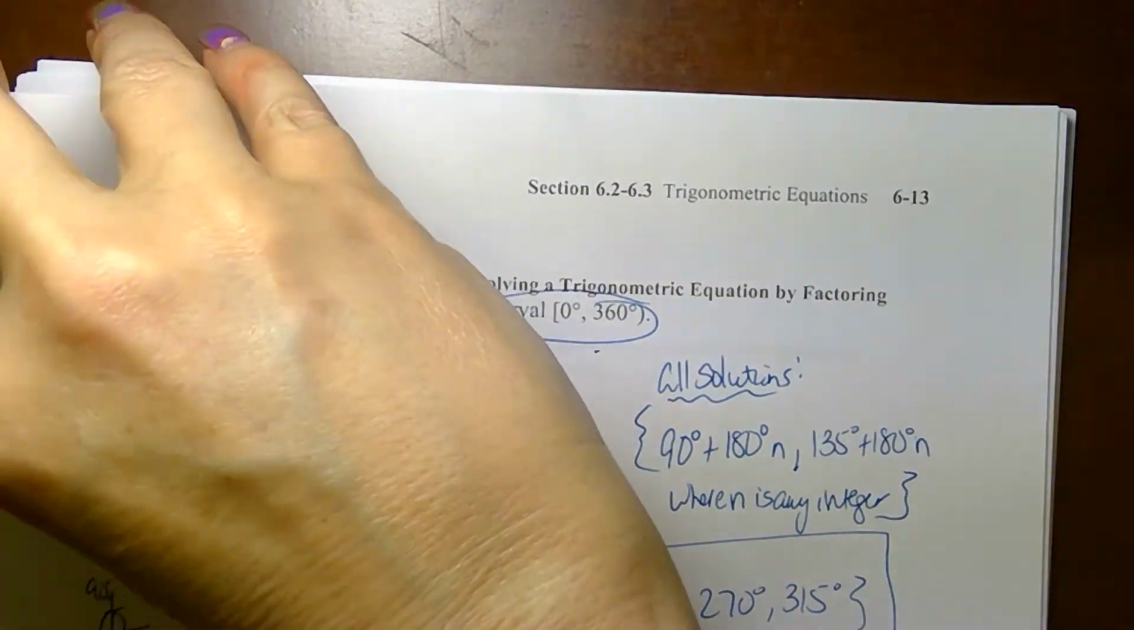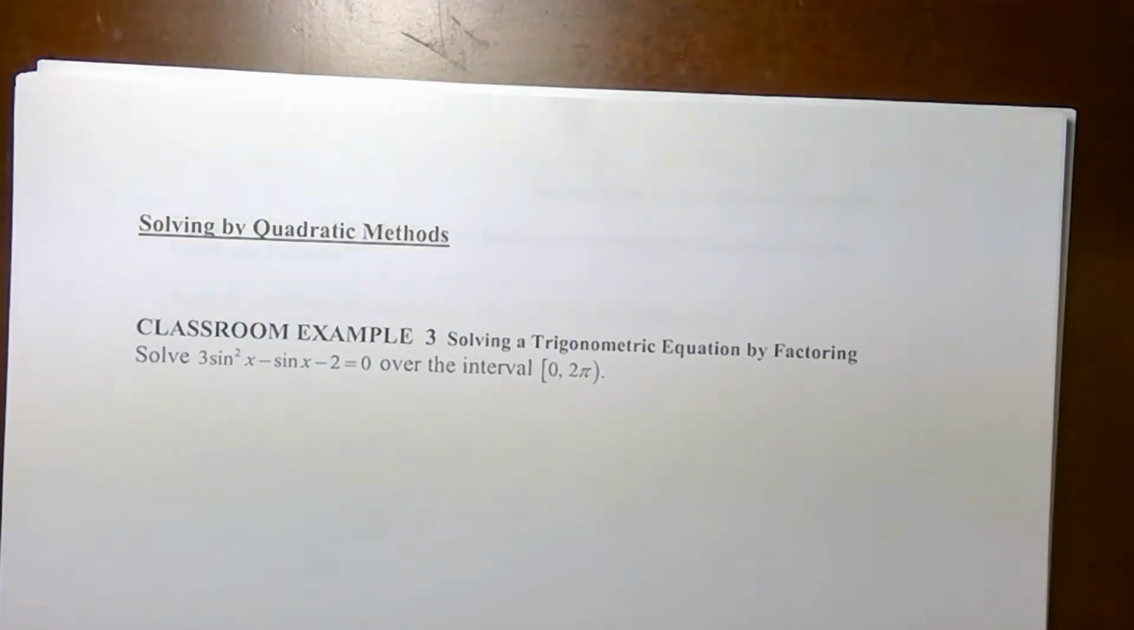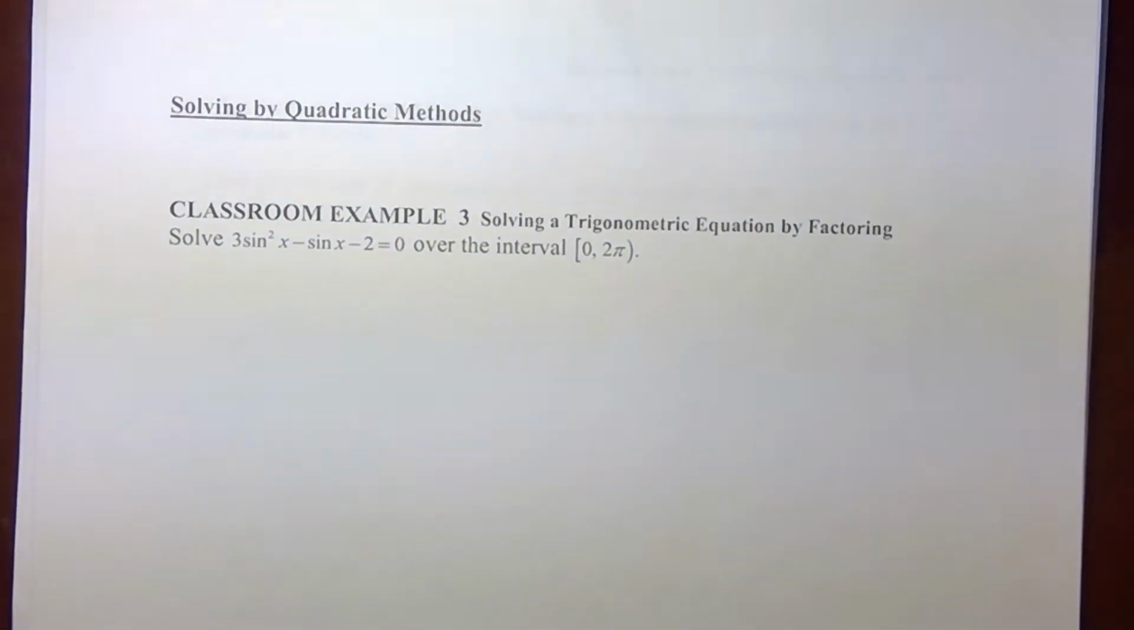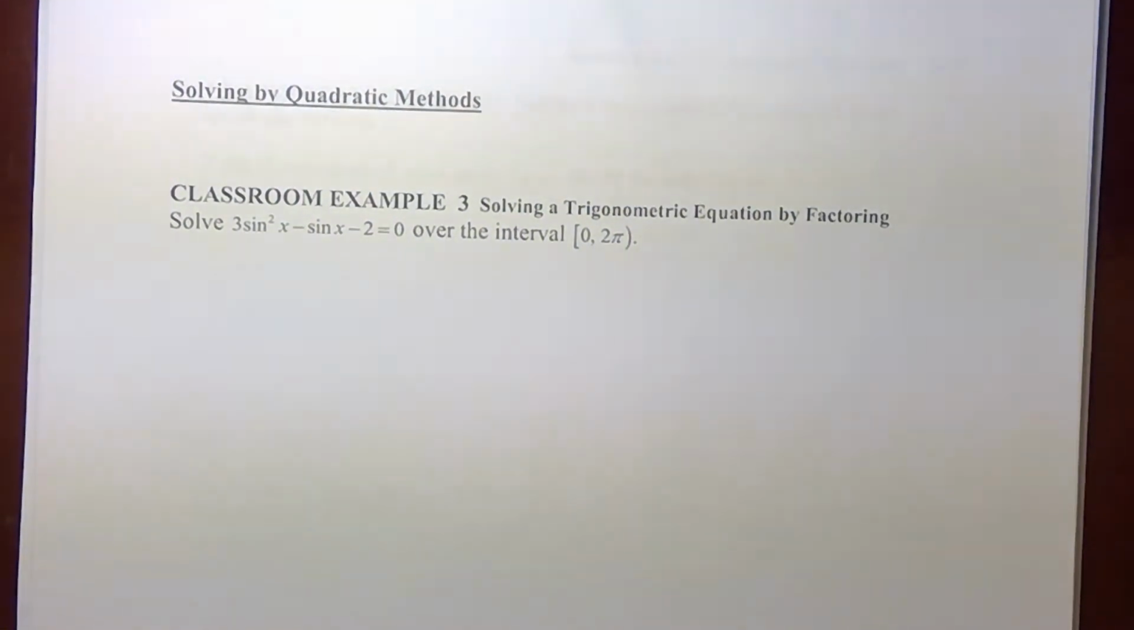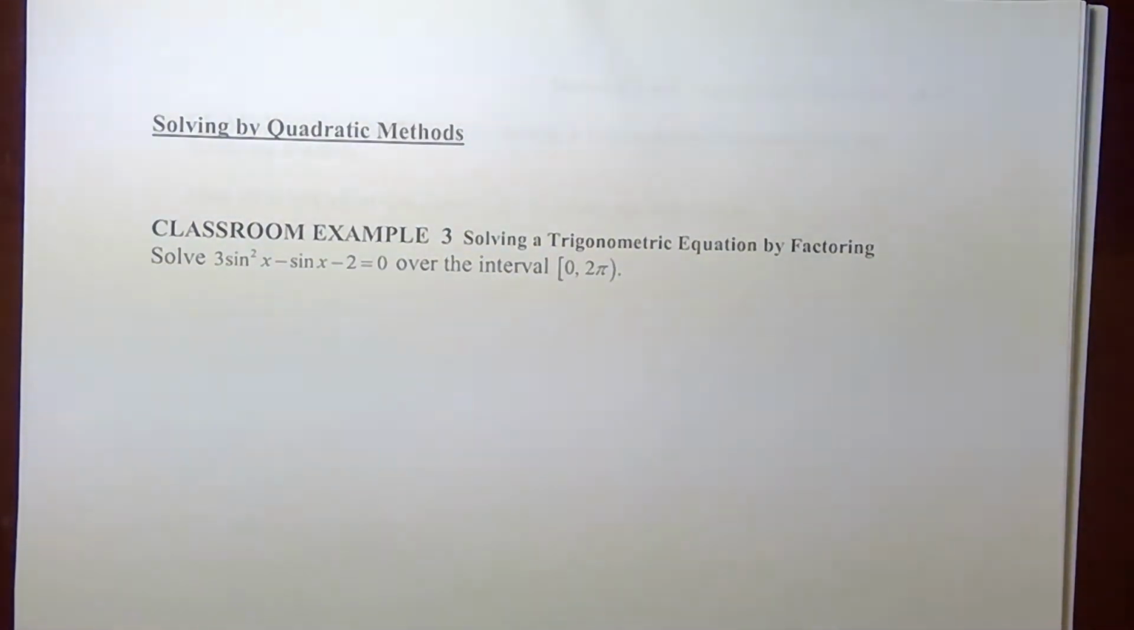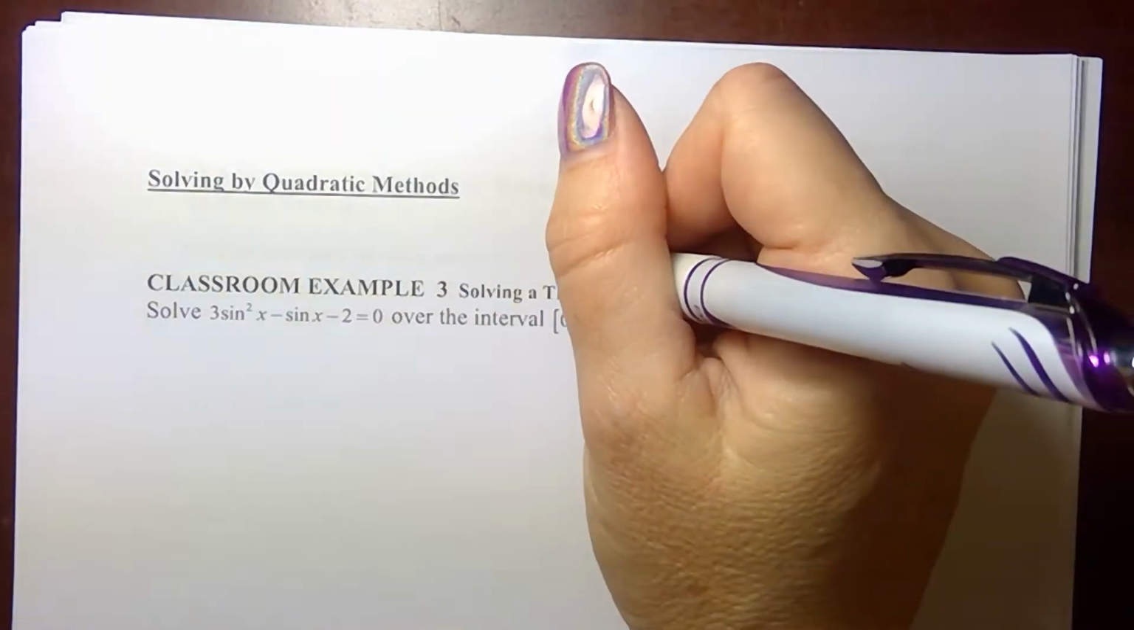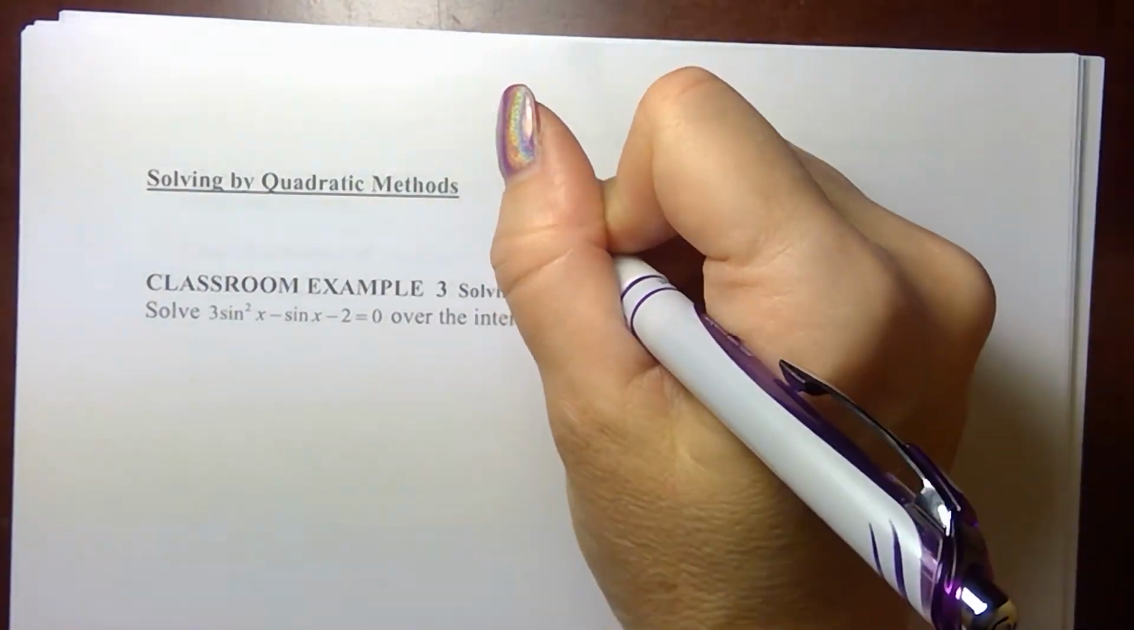Okay, let's look at our next example, example 3. Now we see a squared term. So now we're going to use our quadratic methods to solve. Remember, we're solving for all solutions and then finding the solutions within the interval. You're welcome to use our substitution method for solving.